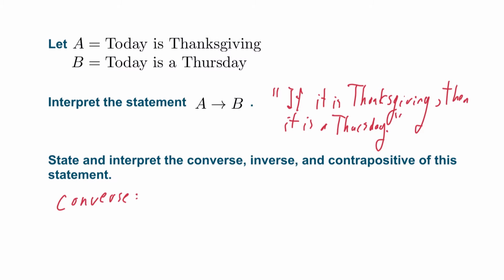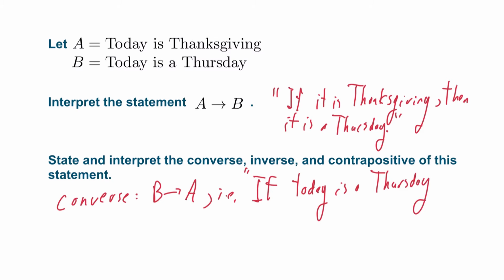For the converse, we write B implies A, and now we interpret. This would say, if today is a Thursday, then it is Thanksgiving. Which is not true. So we see that it's possible for the original statement to have truth content, but the converse not to. So they are not equivalent.